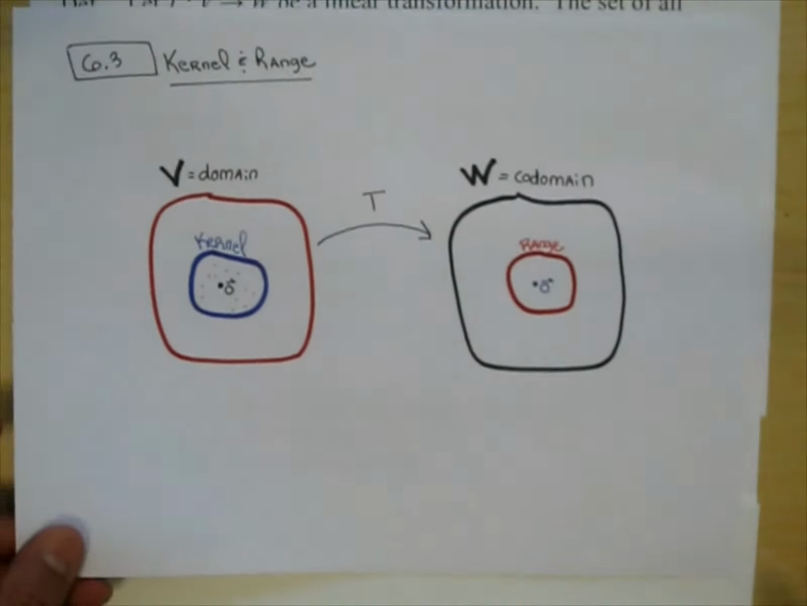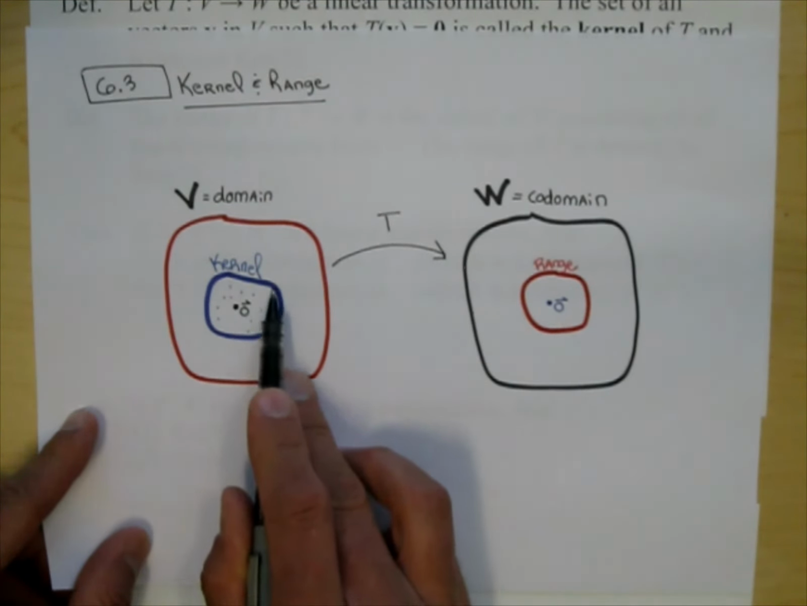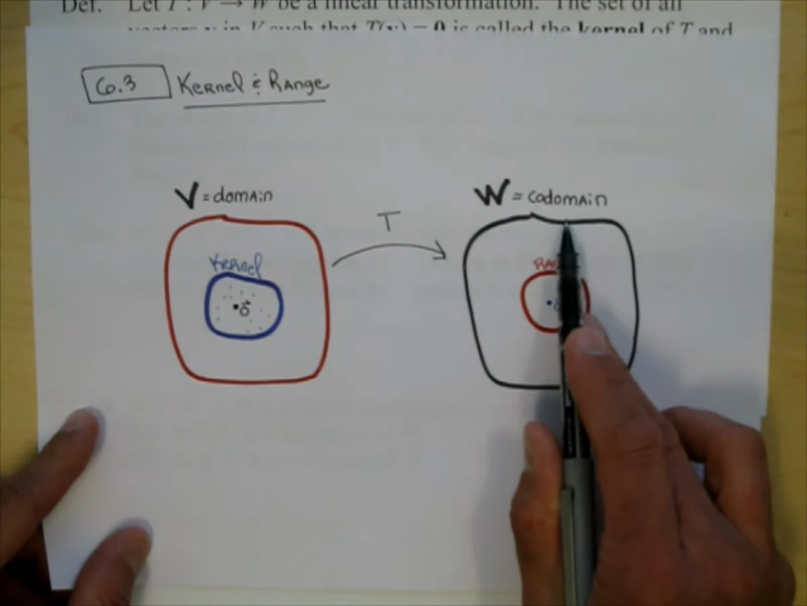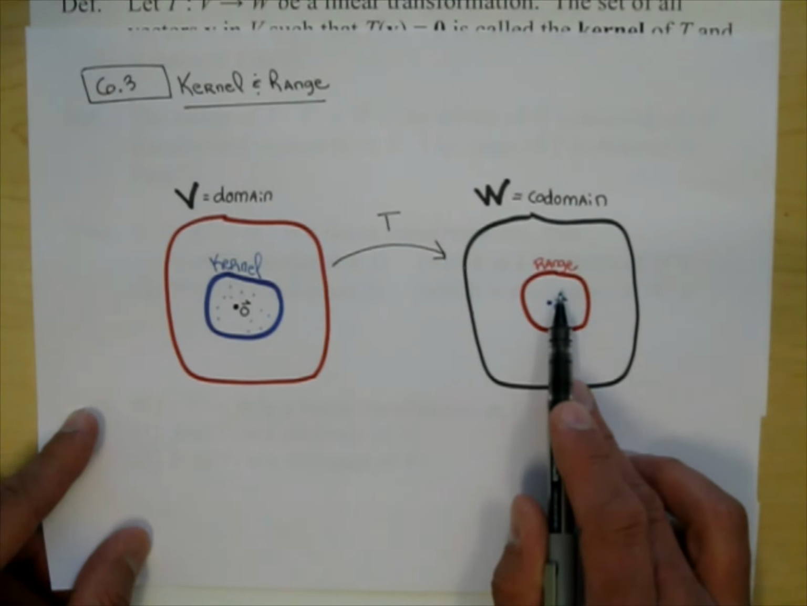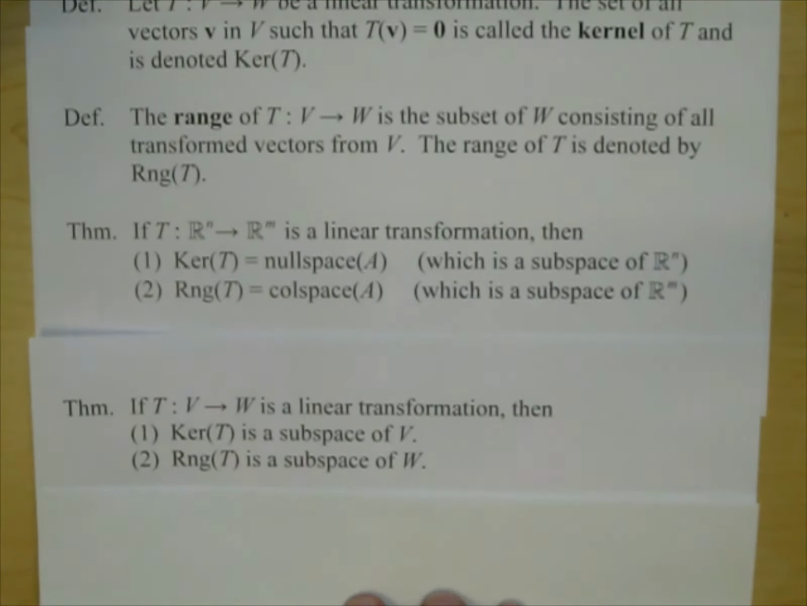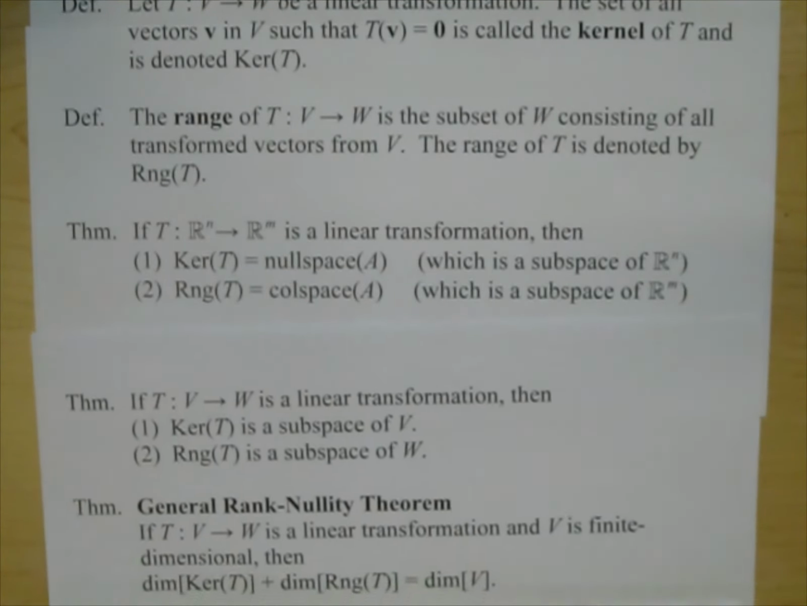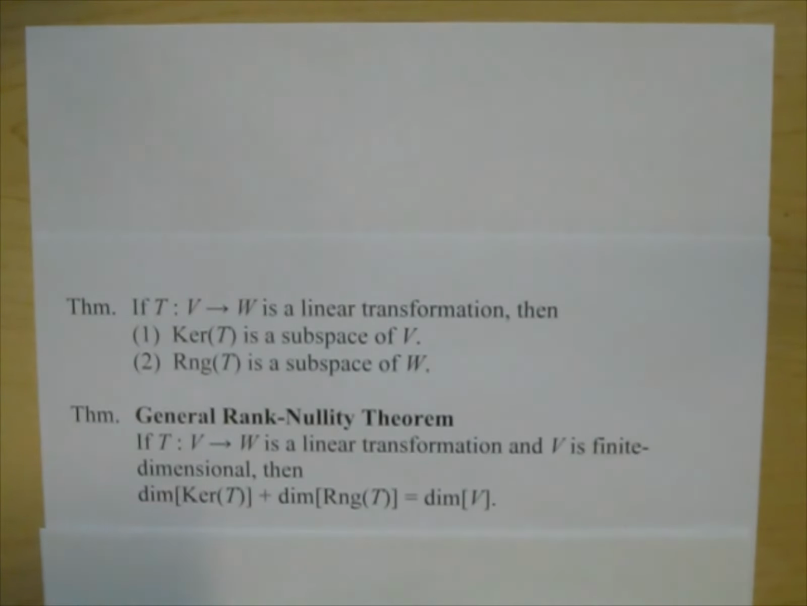So basically, remember, a subspace is a vector space within a vector space. That blue thing is a subspace of V. This red thing is a subspace of the codomain. And in our example that we did, it actually equaled the codomain, which is still a subspace, because it could be itself. Okay, let's take a look at the next theorem, the general rank-nullity theorem. What does that say?